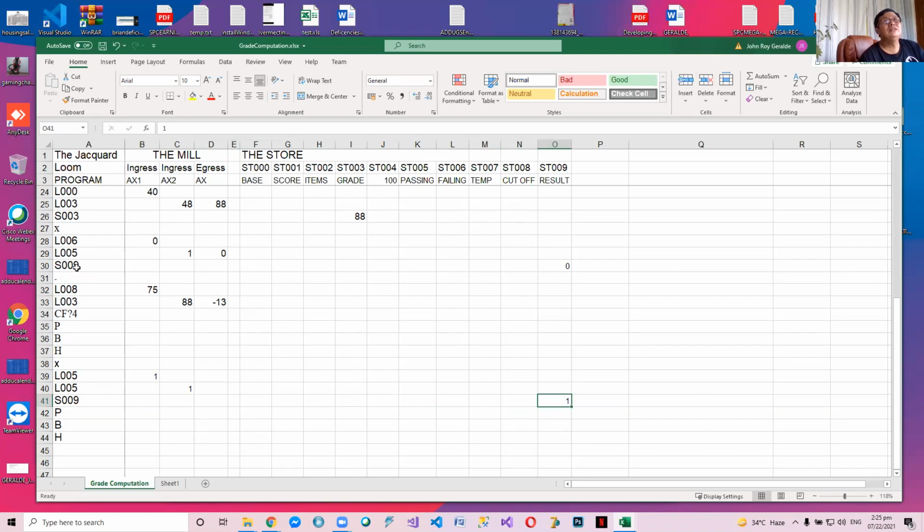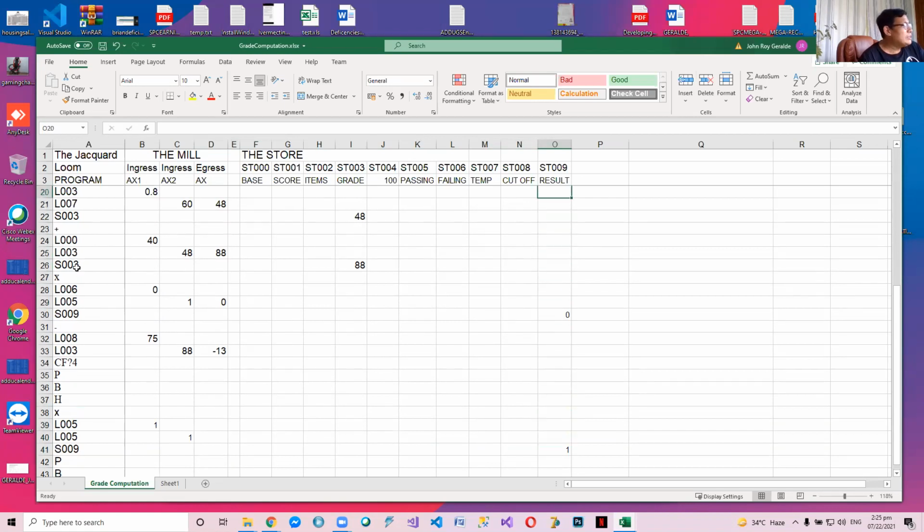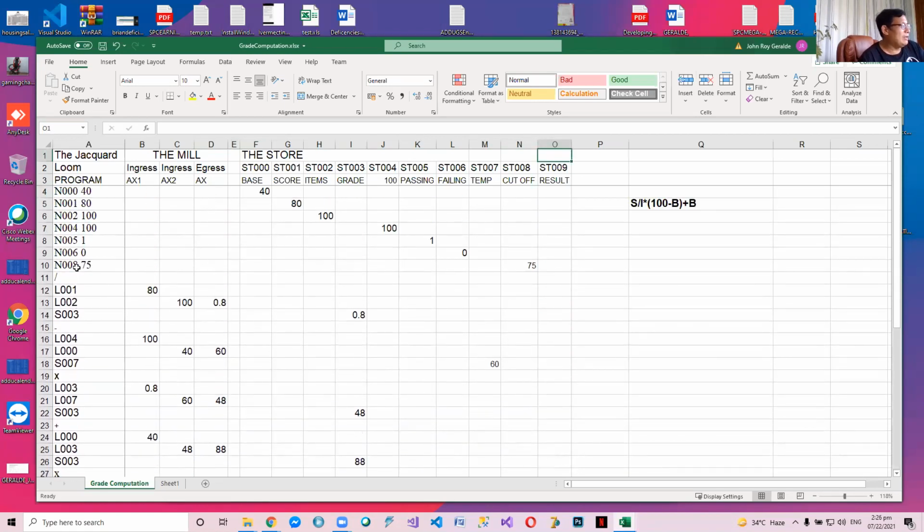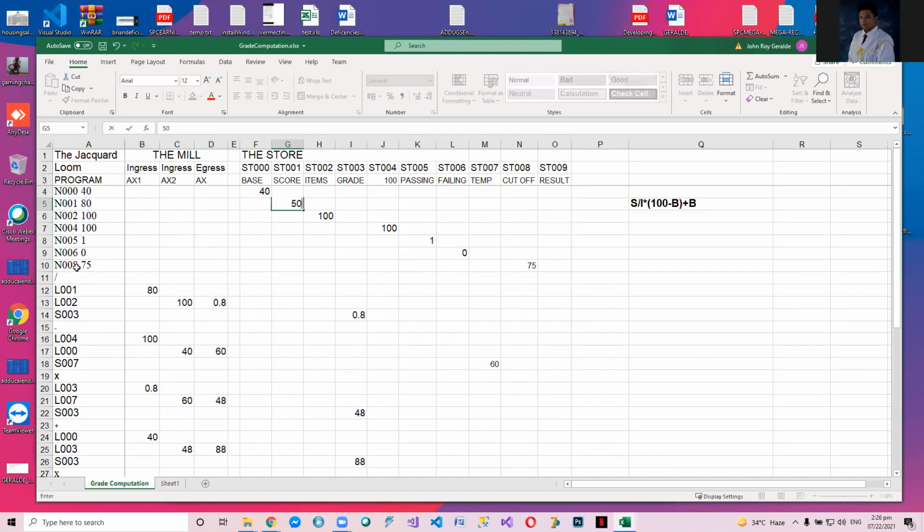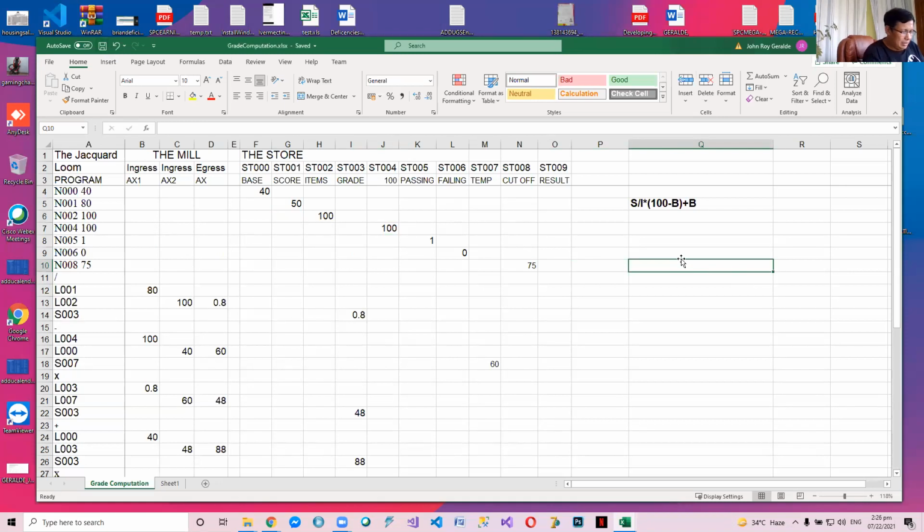Any questions so far? So let's try a failing grade. What is a failing grade? 60. 60 is failing na ba? 60 over 100. 50 na lang. Okay? Equals 50 over 100 times 60 plus 40. If you get a 50, you will fail, right?